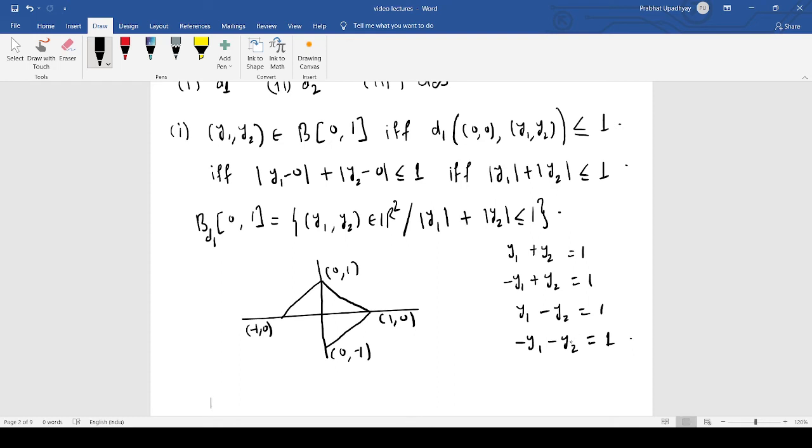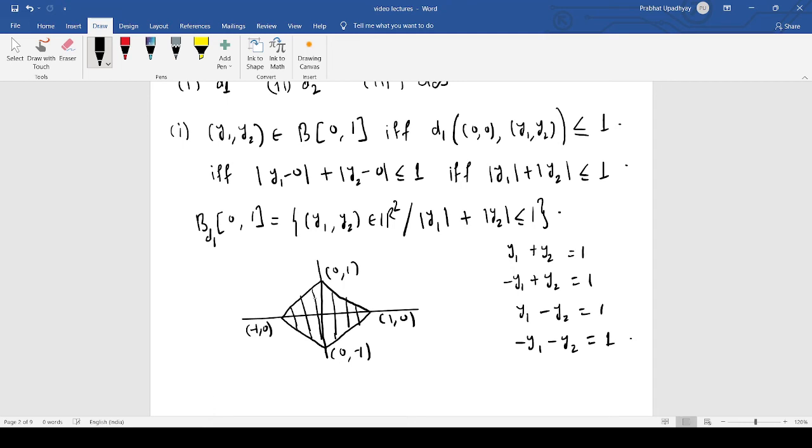Then minus y1 minus y2 equal to 1. If y1 is 0, y2 is minus 1. If y2 is 0, y1 is minus 1. So this is the straight line passing through (minus 1, 0) and (0, minus 1). Now our closed unit ball is the collection of all the points such that mod y1 plus mod y2 is less than or equal to 1. That means it is the set of all the points lying inside and on this diamond.